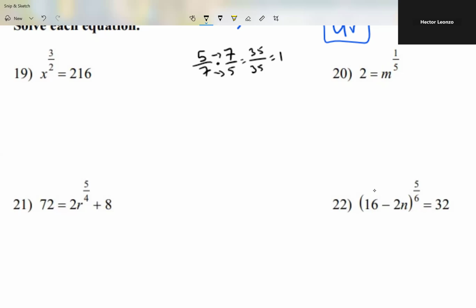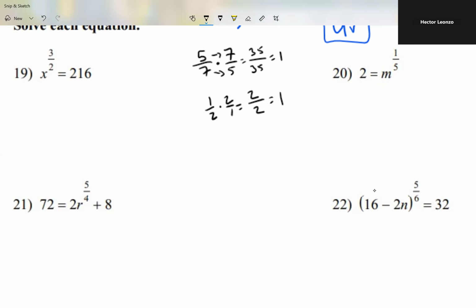Some of you may be like, is it true, Mr. Leonzo? Well, let's try it. What if I go 1/2 times 2/1? When I multiply the numbers on the top, I get 2. When I multiply the numbers at the bottom, I get 2. And then 2 divided by 2 is 1. So pretty cool, huh? Every time I multiply a fraction by its reciprocal, I'm going to get a 1.